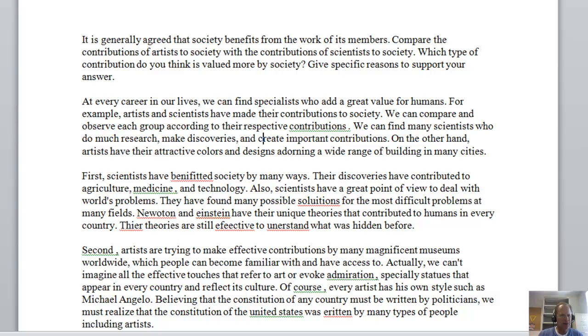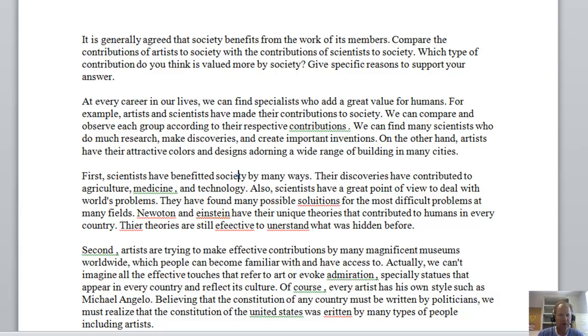I don't think scientists create contributions. How about the word maybe inventions? On the other hand, artists have their attractive colors and designs adorning a wide range of buildings in many cities. First, scientists have benefited society. Yes. Now you're organizing what you're trying to do here. So you're not taking your position directly. You're starting with scientists.